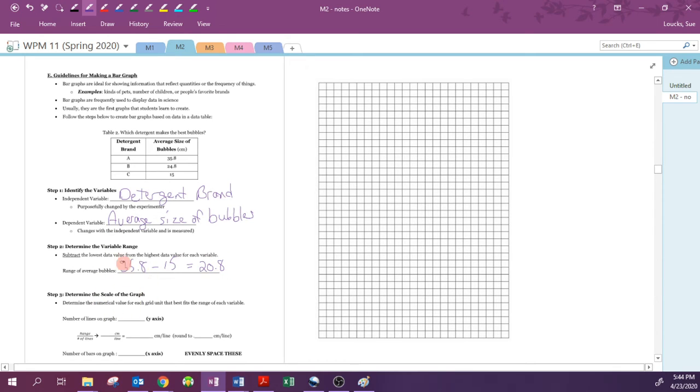And we're going to figure out how many grid lines each of those is going to be. We know that there are 36 lines or spaces on the y-axis. So if our range is 20.8 and we have 36 lines, we get 0.58 centimeters per line, and we're going to round that to 1 centimeter per line.